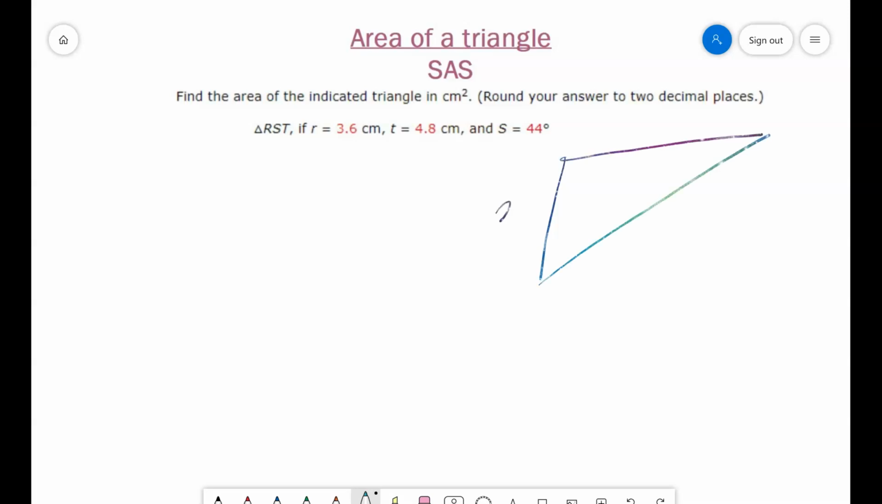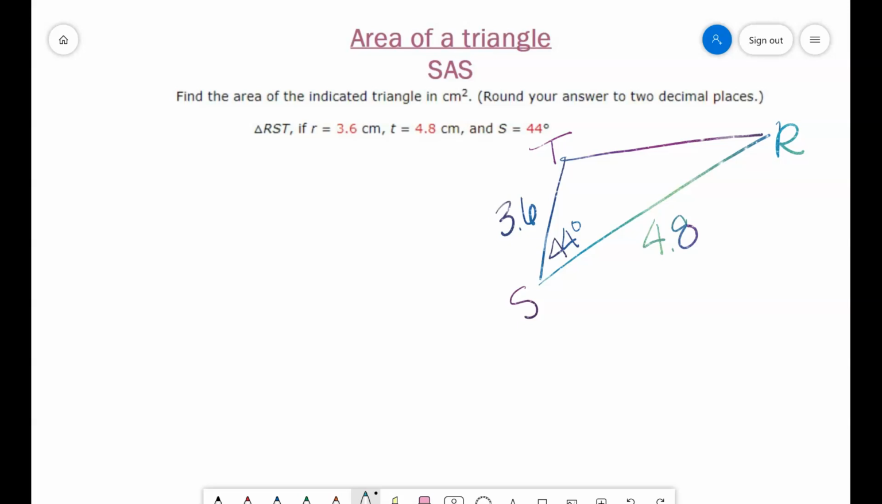We can see that we have 3.6 on one side, and that would mean that angle R would be across from it. We know that we have another side which is 4.8 centimeters. That means the angle T would be across from it. And then we know that angle S is 44 degrees. Looking at this, we can see that we have the side angle side case.